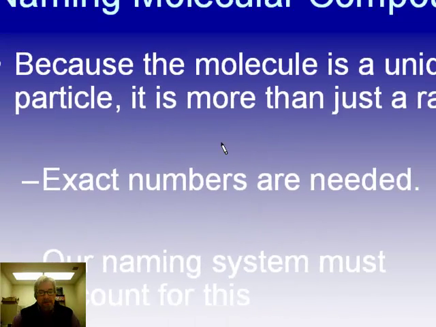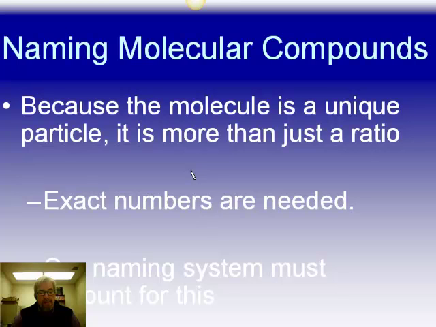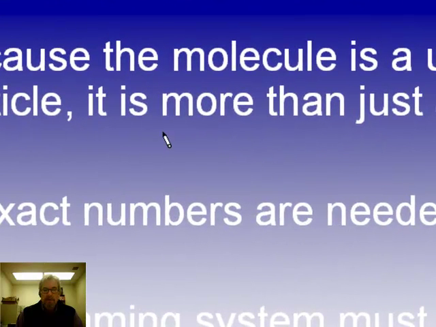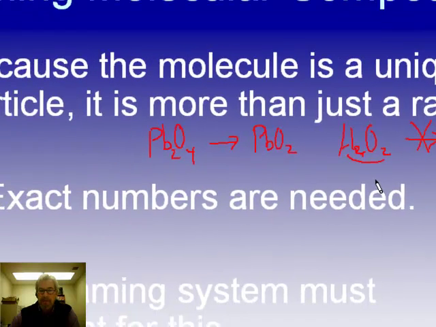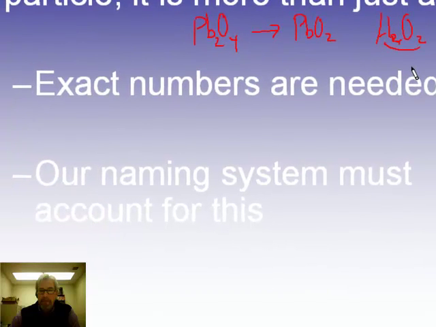Our next topic is naming molecular compounds. Because a molecule is a unique particle that didn't exist before, it's more than just a ratio. So in ionic compounds, like we saw in one of the examples, Pb2O4, we reduced that to PbO2 because really it's just a ratio of how many lead ions to how many oxygen ions. But a molecule isn't like that. If I have, for example, H2O2, which is hydrogen peroxide, I cannot turn this into just HO because that's a molecule with exactly 2 hydrogens and exactly 2 oxygens. It's not just a ratio. So we have to use exact numbers, and our naming system has to account for the fact that we need to use exact numbers.